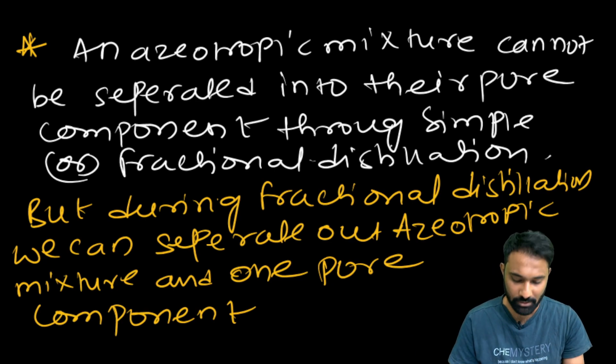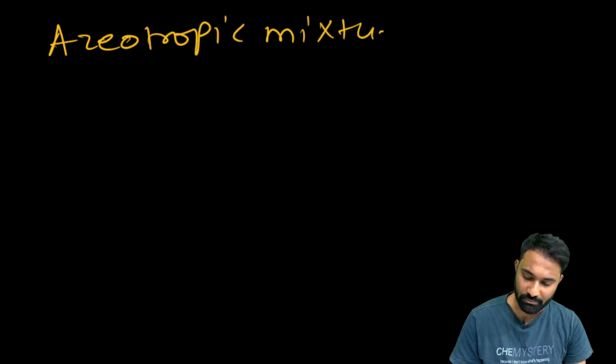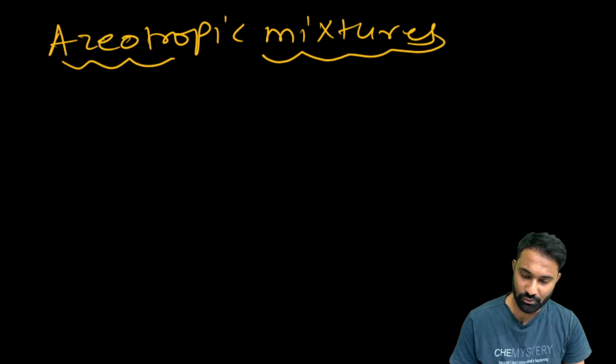Sir, how can we separate out? That we will get through the graph. Now, before going to the graphs, how many types of azeotropic mixtures have been classified? Here the azeotropic mixtures have been classified into two types.